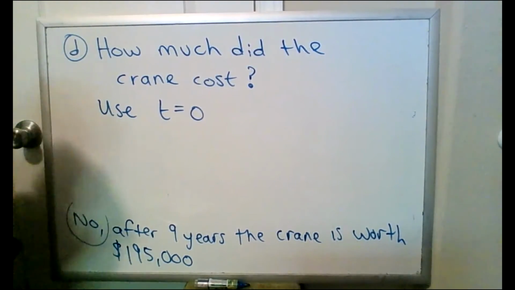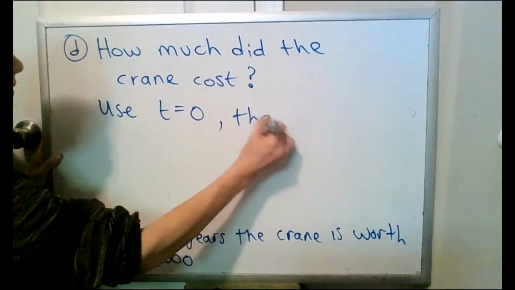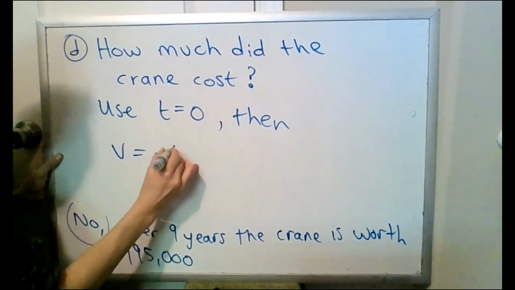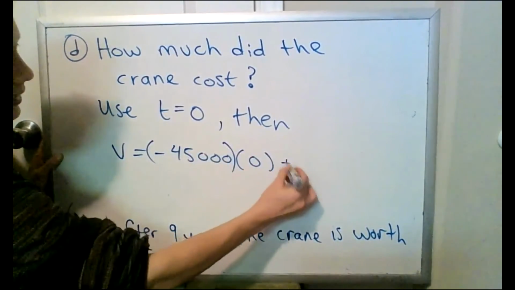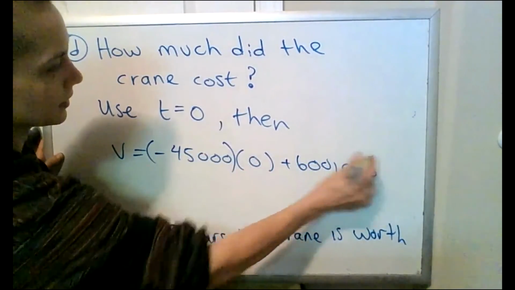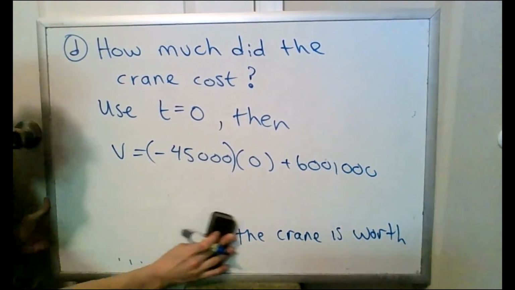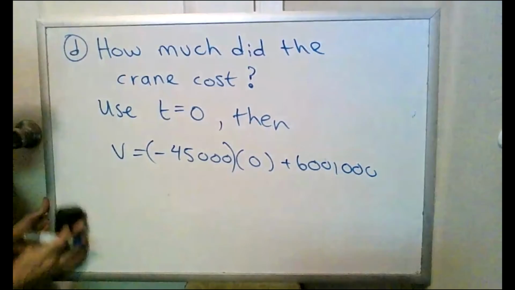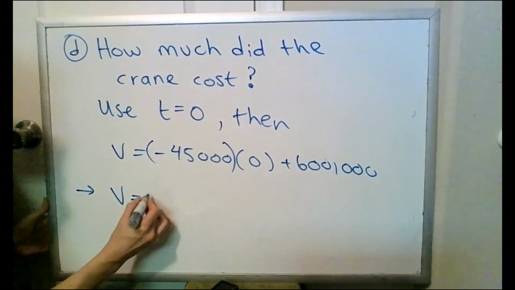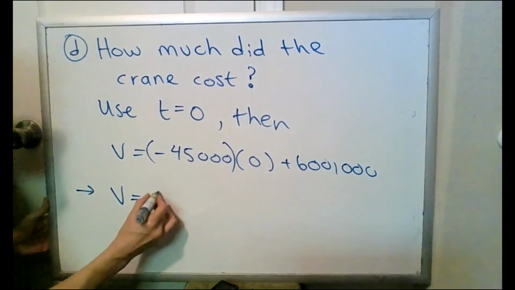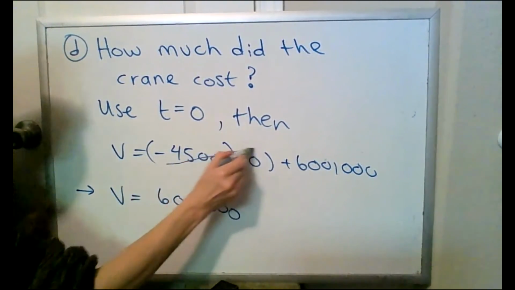Okay, let's put that into our equation. So we've got V equal to negative 45,000 times 0 plus 600,000. So the value at time t equals 0 is 600,000. This is all going to be 0.